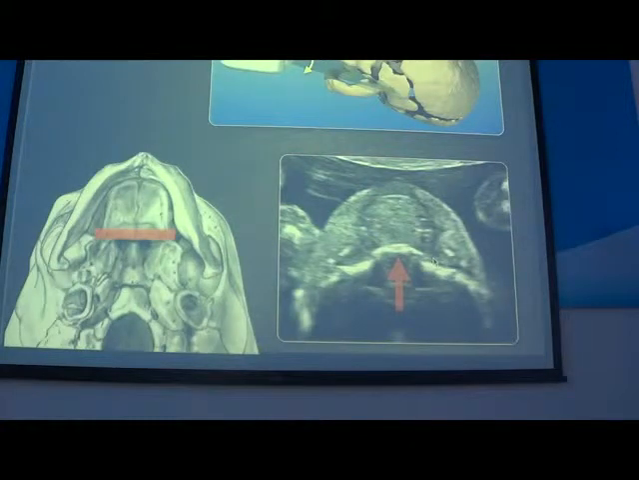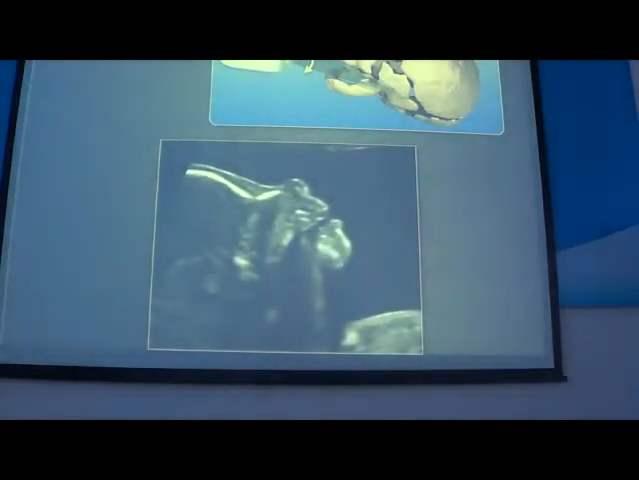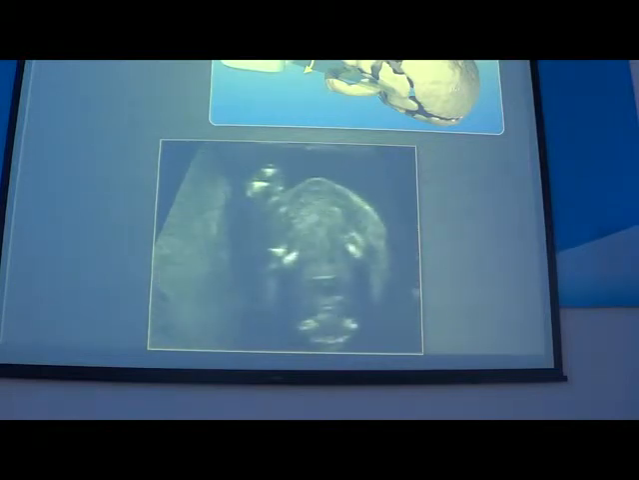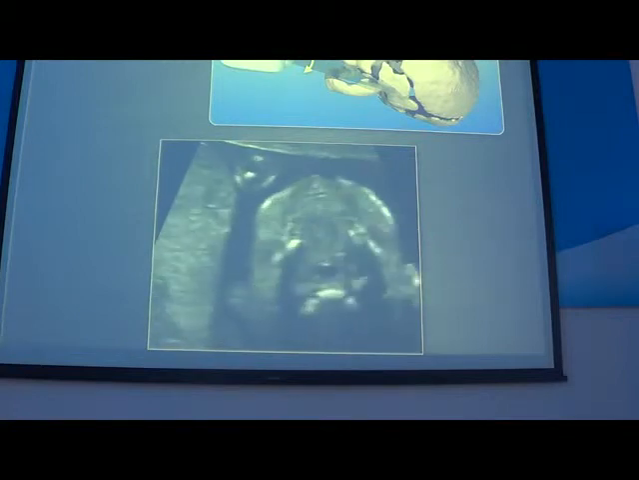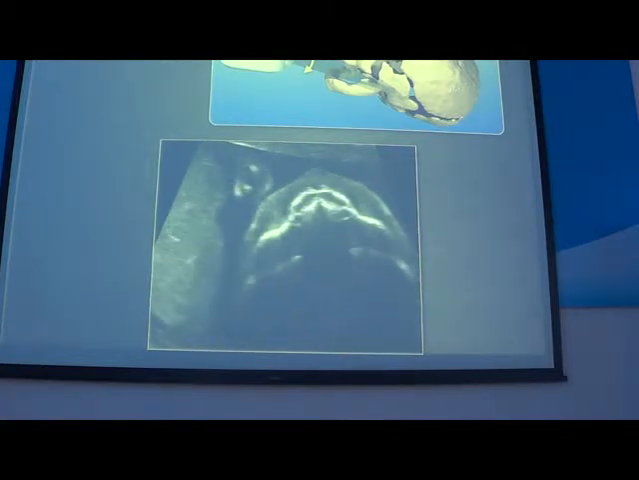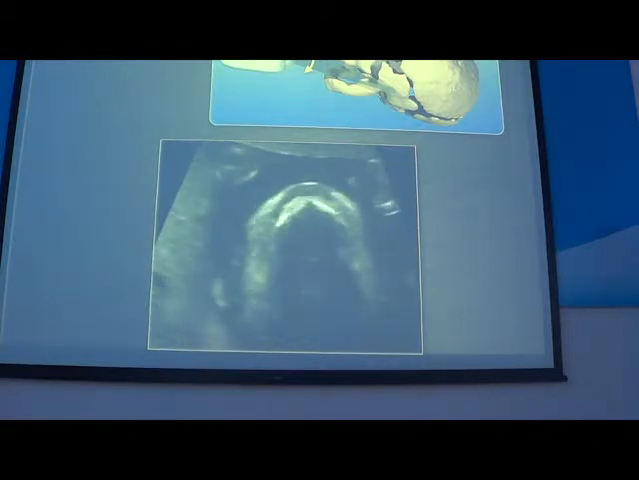And I will show you now with a video how to do it. You start with a profile view, with the two orbits. And now you move from the mandible to the maxilla, moving the probe transversely between the upper and lower jaw.